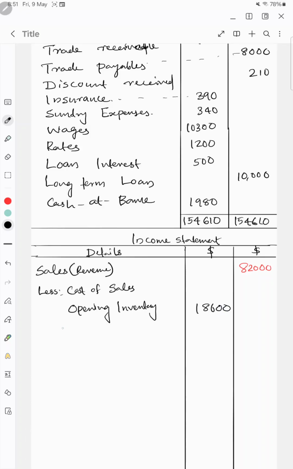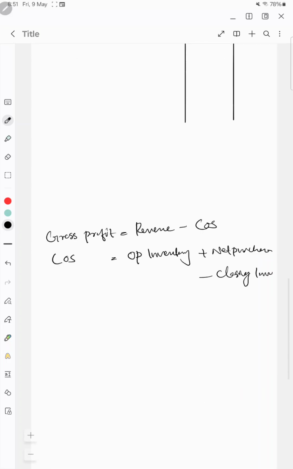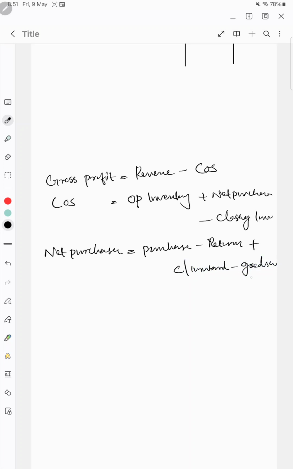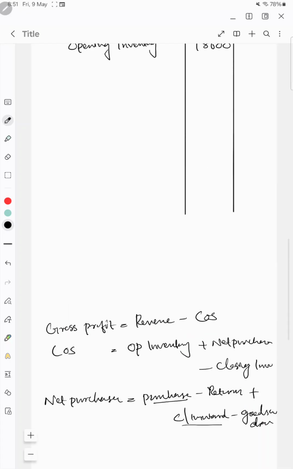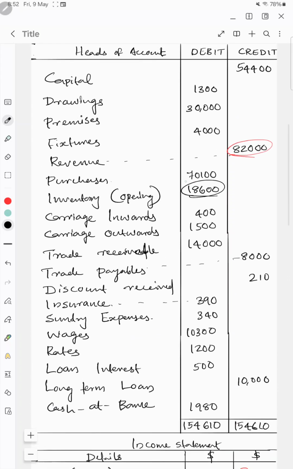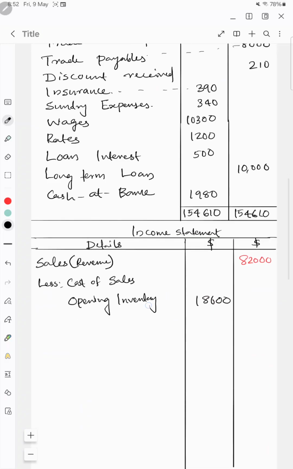So 18,600 plus net purchases. So net purchases, the equation will be net purchases is equal to purchases minus purchase return, plus carriage inwards minus goods drawing. We don't have goods drawing in this question. So we have only purchases and carriage inwards in this question, isn't it? So purchases return also not there. So purchase is 70,100. So that I can take.